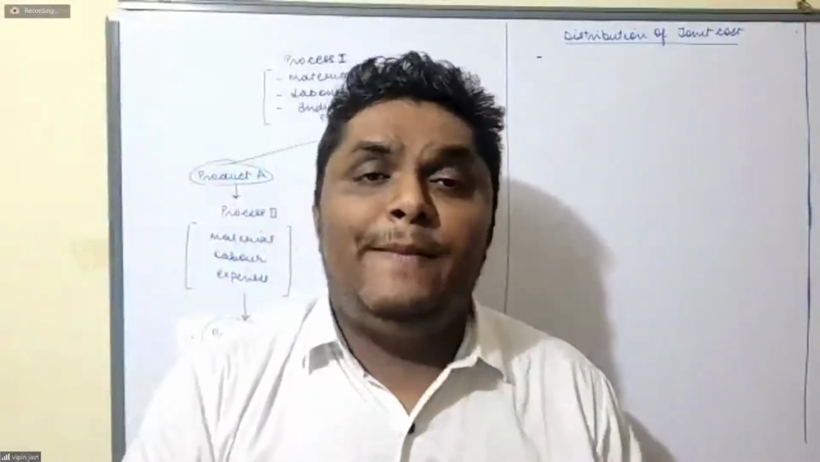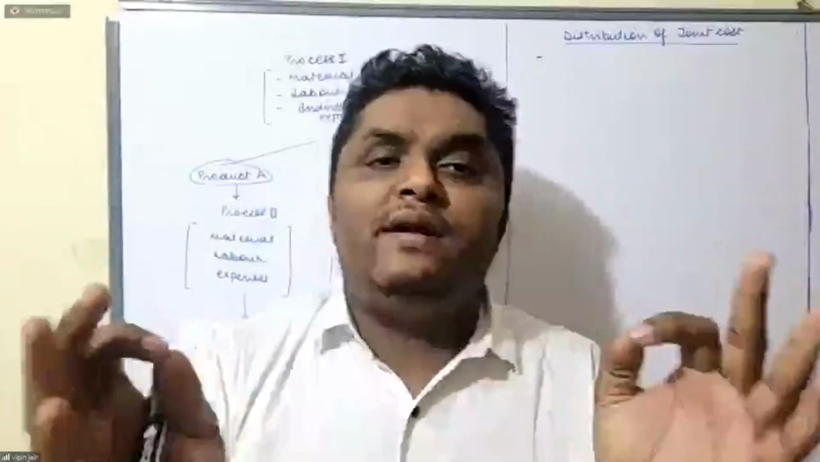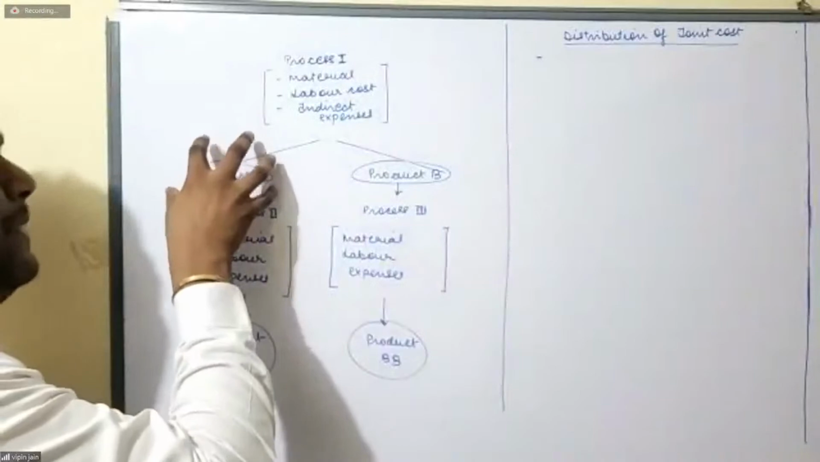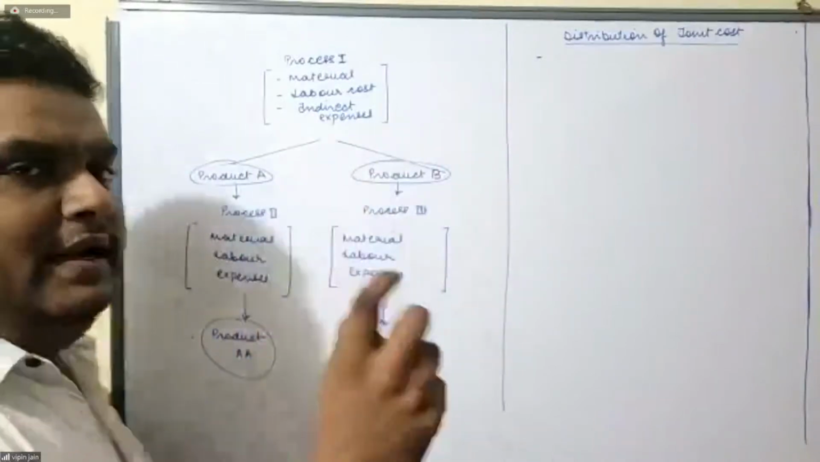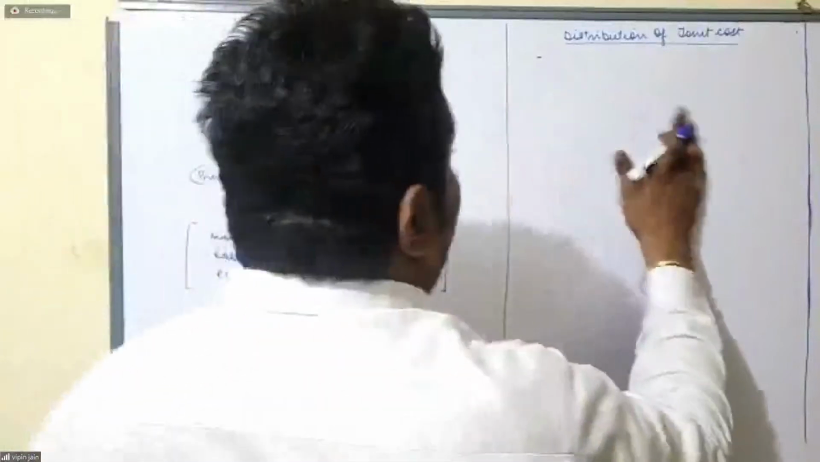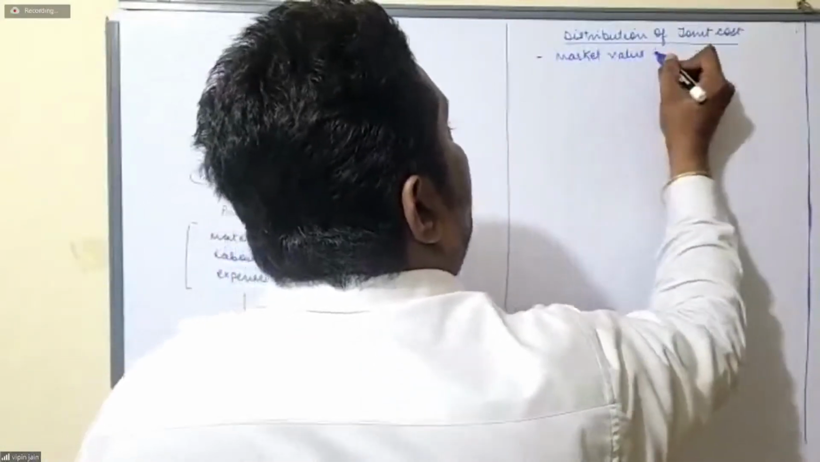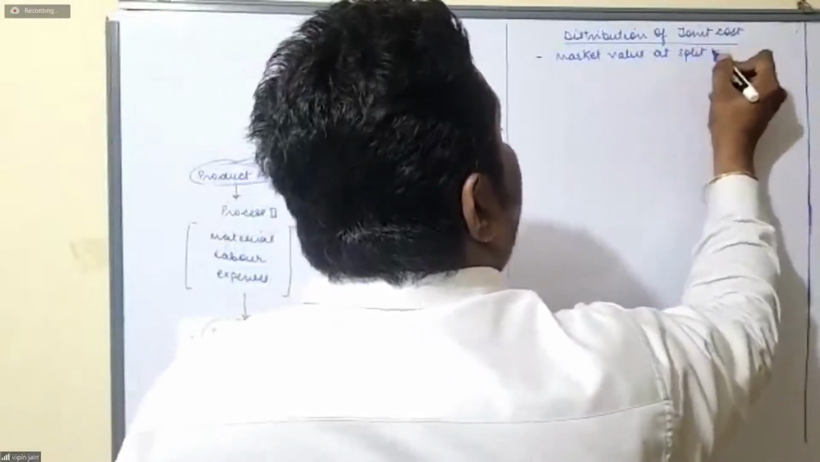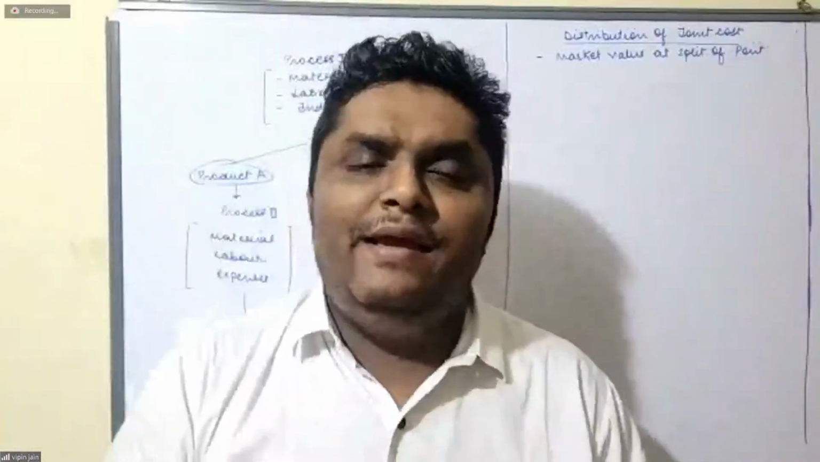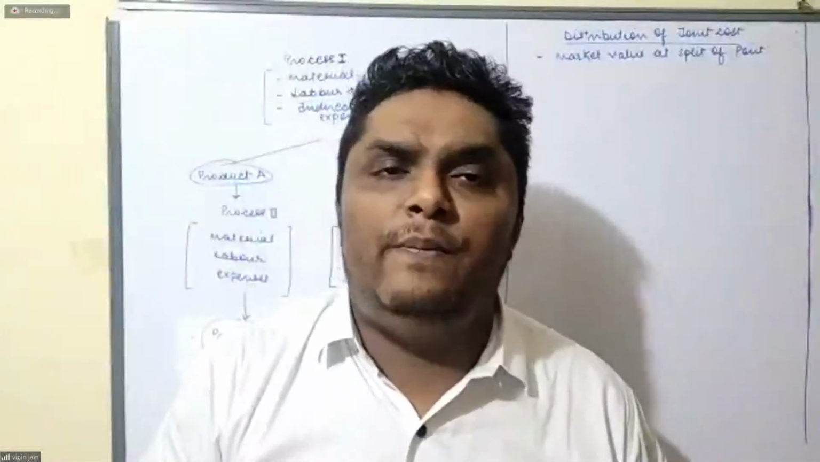Now, the best method is what? The best method to distribute the joint cost is what? The market value of product A and product B, in the ratio of market value at split off point. So the best method to distribute the joint cost is what? Market value at split off point. Let's say we are manufacturing product AA and BB. These two are our final product.